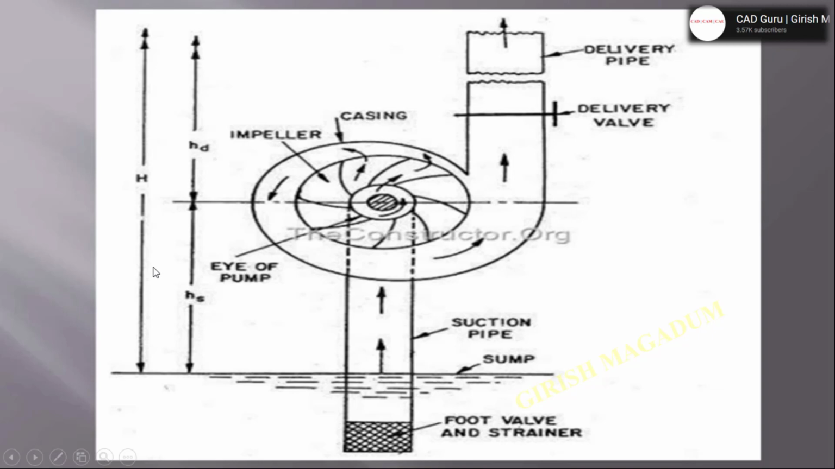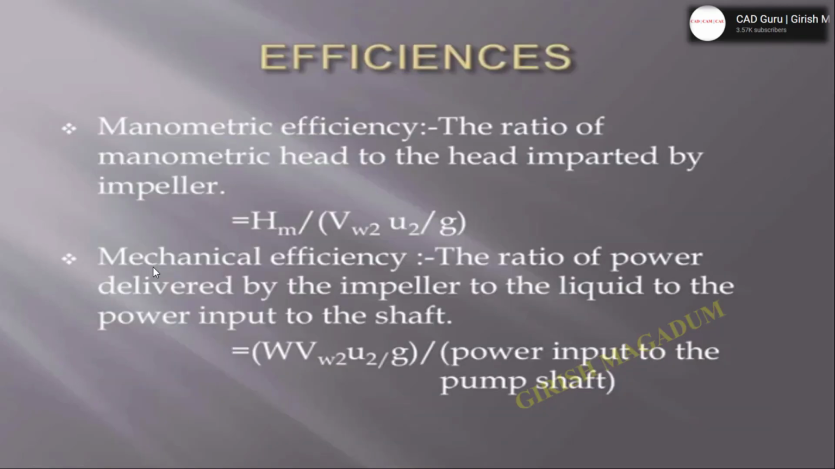Okay, efficiencies. There are two types of efficiencies: manometric efficiency and mechanical efficiency. Manometric efficiency is the ratio of the manometric head to the head imparted by the impeller, and the mechanical efficiency is the ratio of the power delivered by the impeller to the power input of the shaft. Okay, output to the input.